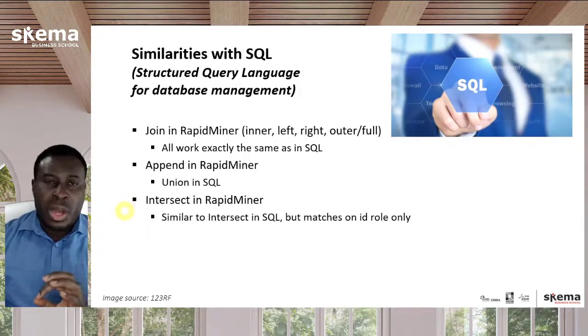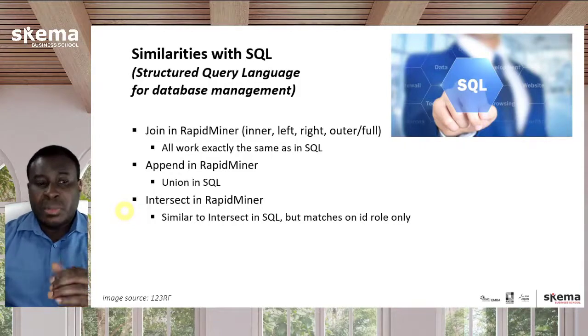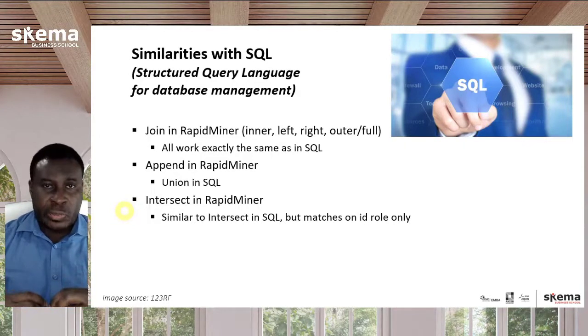The intersect operator in RapidMiner is very similar to the intersect operator in SQL, where both of them look for duplicates between the tables. However, the RapidMiner's intersect operator does not look for duplicates based on all columns in the table. It only looks at the ID column, that is the column with the designated ID attribute. And that is what it uses to intersect. So that's an important note.